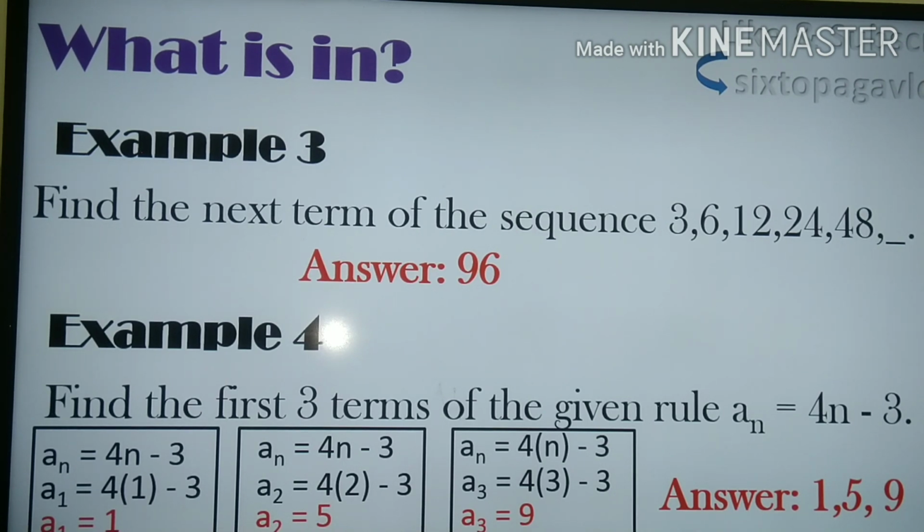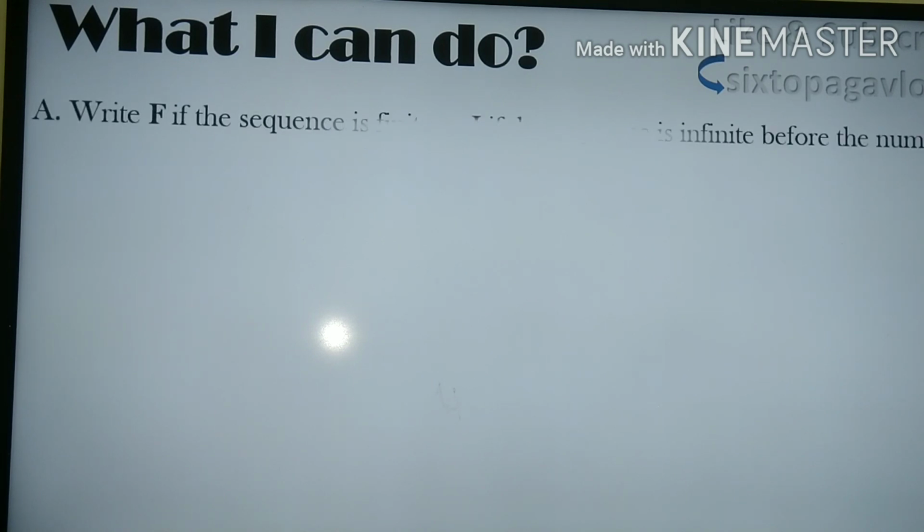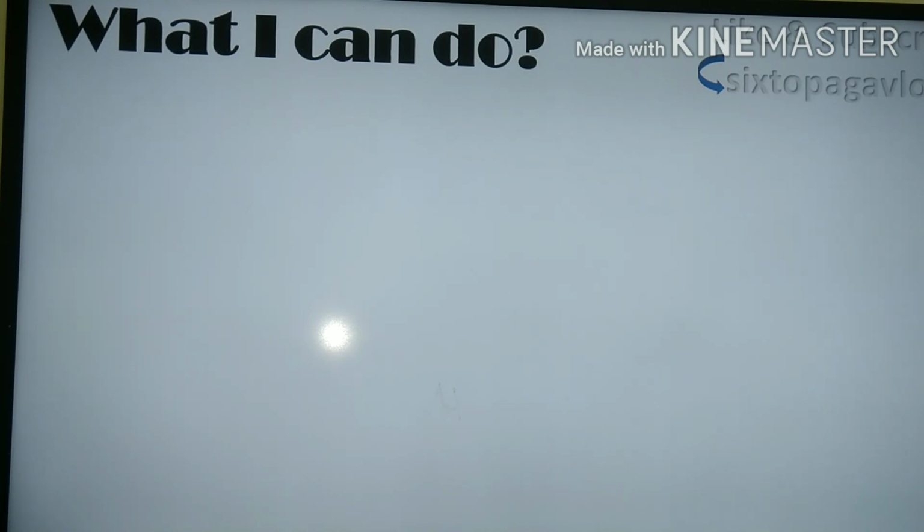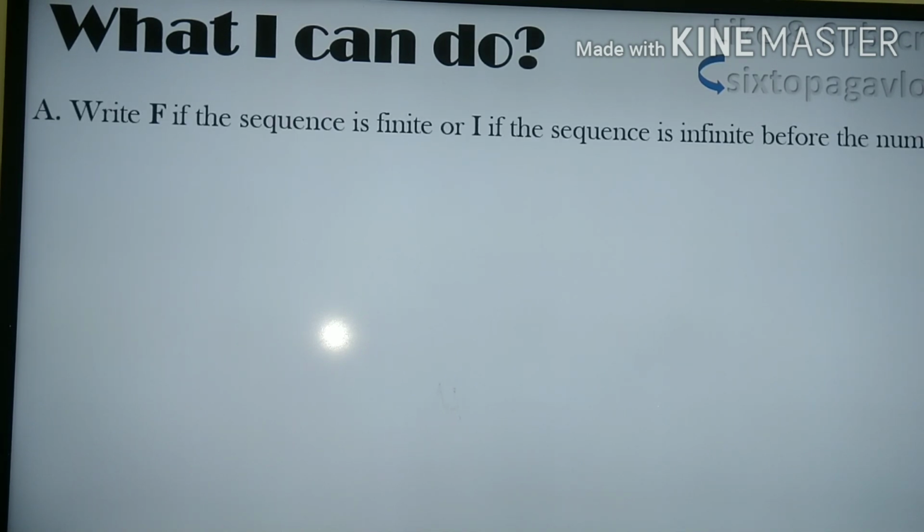Okay? Naintindihan nyo ba, guys? Did you understand? So, let's proceed to the next. What I can do, okay? So, ano ba ang magagawa nyo about this sequence? So, let's see. So, this is now the activity.